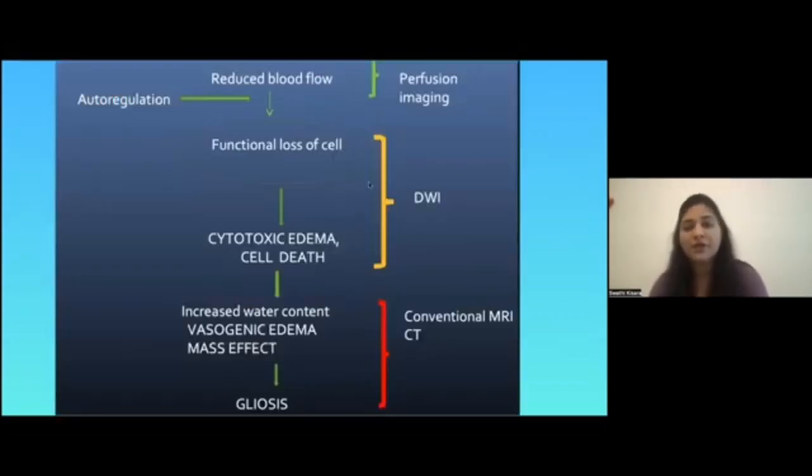So perfusion imaging or functional studies can identify stroke at a very early stage when there is reduced blood flow. And diffusion MR imaging can also study early stages of stroke when there is cytotoxic edema. Whereas conventional MRI and CT images can detect abnormalities in later stages of stroke. So perfusion imaging can identify stroke at a very early stage.